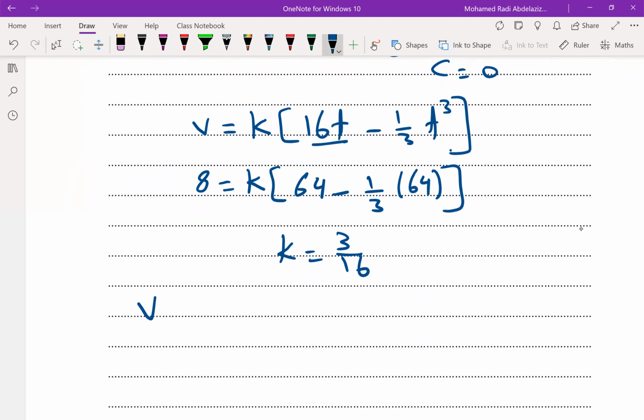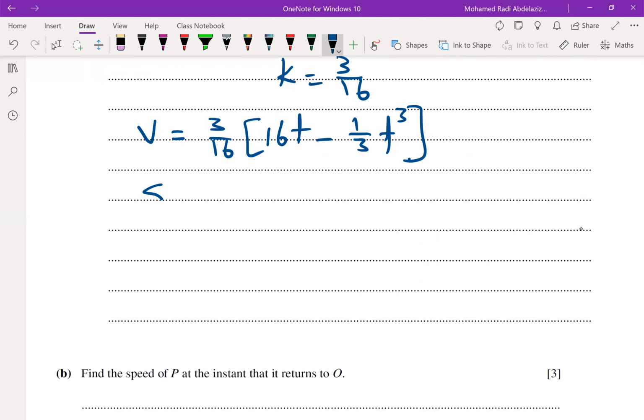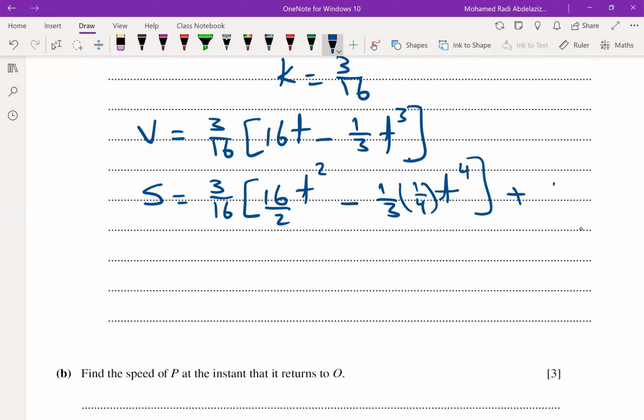Now, the final answer for the velocity expression is v equals 3/16 multiplied by (16t minus one third t to the power of 3). Integrate again to find displacement. 3/16 is constant. Integrate 16 to get 16t squared divided by 2, minus one third, when you integrate t, t to the power 4 divided by the new power, then plus C.